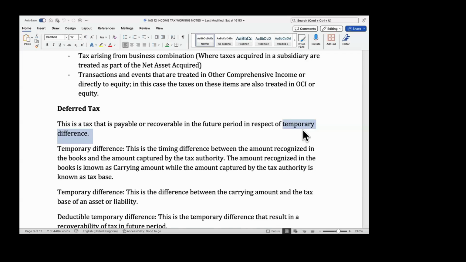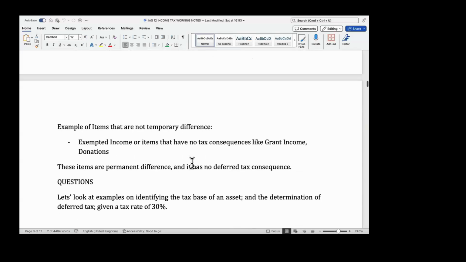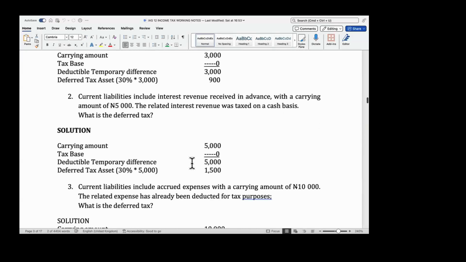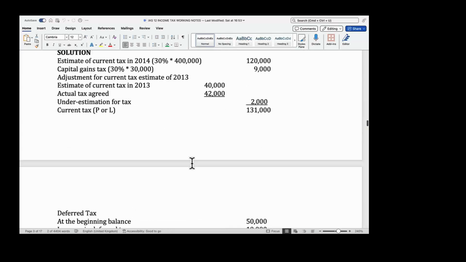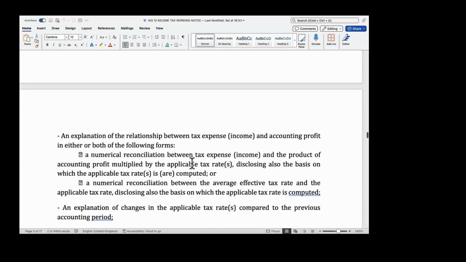And we already established that temporary difference is just the difference between the amount you put in your books and the amount the tax authority is ready to capture. That's the tax base, as it were. So we looked at all of that. We solved a lot of questions. Tonight, I will just do the solution of the questions I asked you to solve.